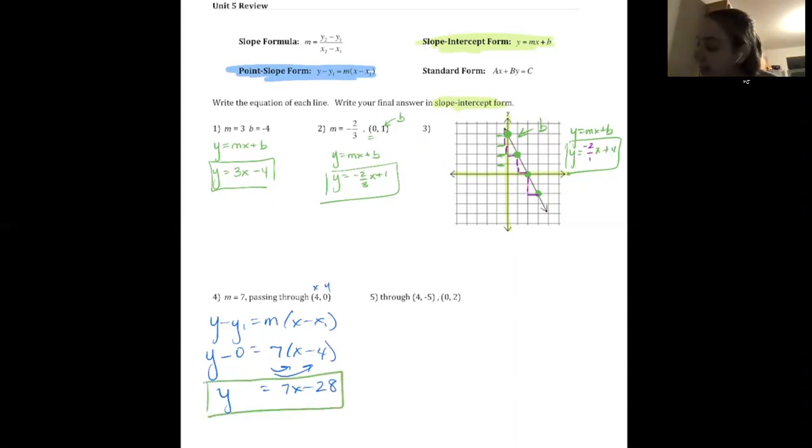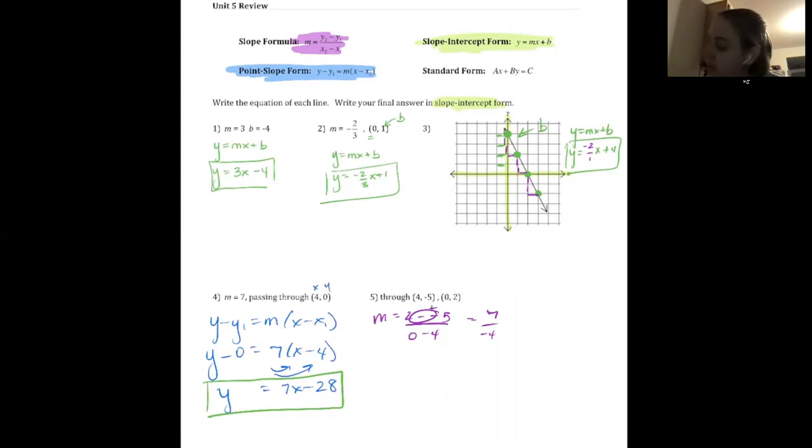Now in number 5, they did not give us the slope. So we have to go up here to our slope formula: y2 minus y1 over x2 minus x1. So 2 minus a negative 5 over 0 minus 4 is equal to 7 over negative 4. Now remember that minus a negative becomes plus. You guys have been really good at telling me that.